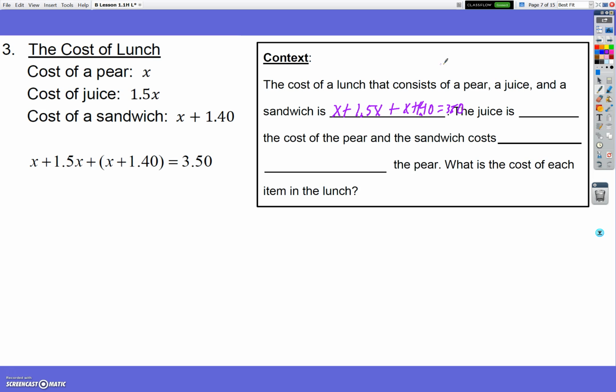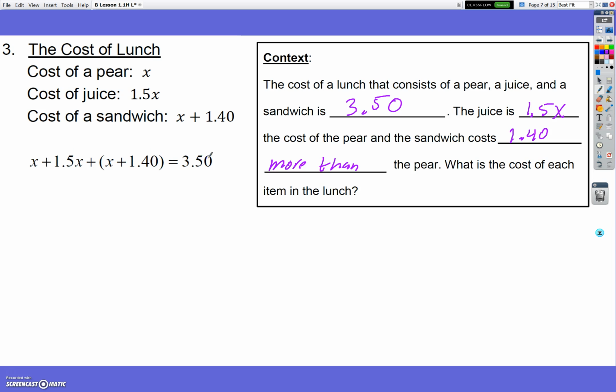Okay, so the cost of lunch consists of a pear, juice, and sandwich is, maybe right here, all you really need is $3.50. Yeah, that's all you need. If you already wrote the whole equation, you don't need to erase that. But the total is $3.50. The juice is 1.5 times the cost of a pear, and the sandwich costs $1.40 more than a pear. What is the cost of each item?